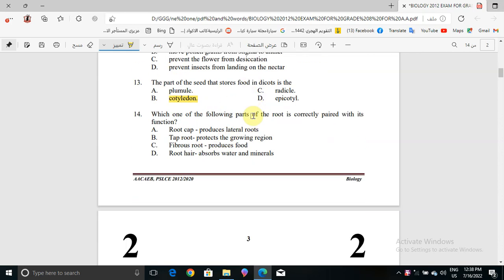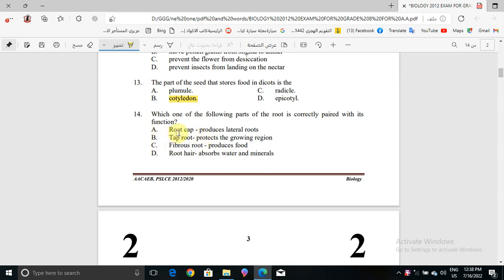Okay, now question number 14. Which one of the following parts of the root is correctly paired with its function? It says which one is correctly paired, that means all of them are wrong except one. In choice A, root cap, its function is to produce lateral roots; taproot, its function is to protect the growing region; fibrous root, its function is to produce food; or root hair, whose function is to absorb water and minerals. Now A, B, and C are wrong.